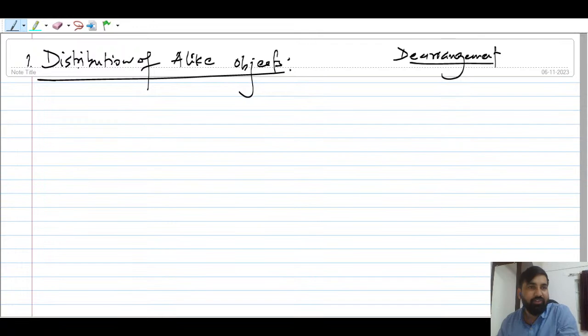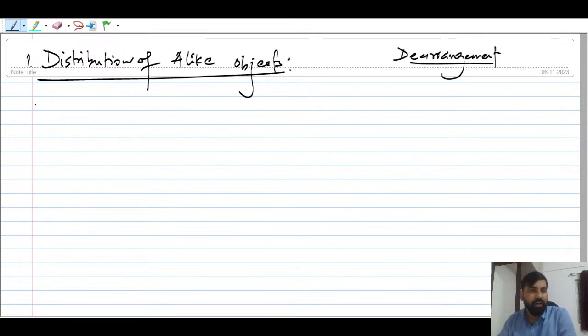So what is the meaning of distribution of alike objects? Many of you might have studied, we have discussed distinct objects. We have discussed permutation and selection of distinct objects, right? Now I am going to talk about distribution of alike objects.